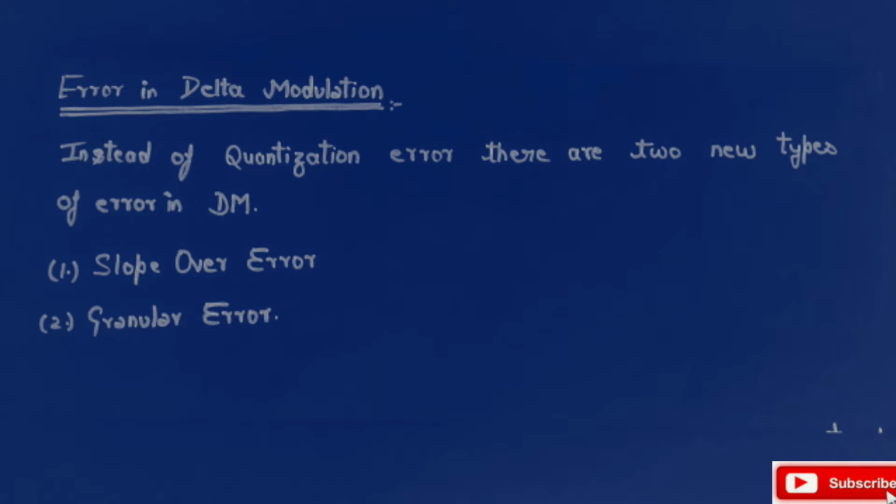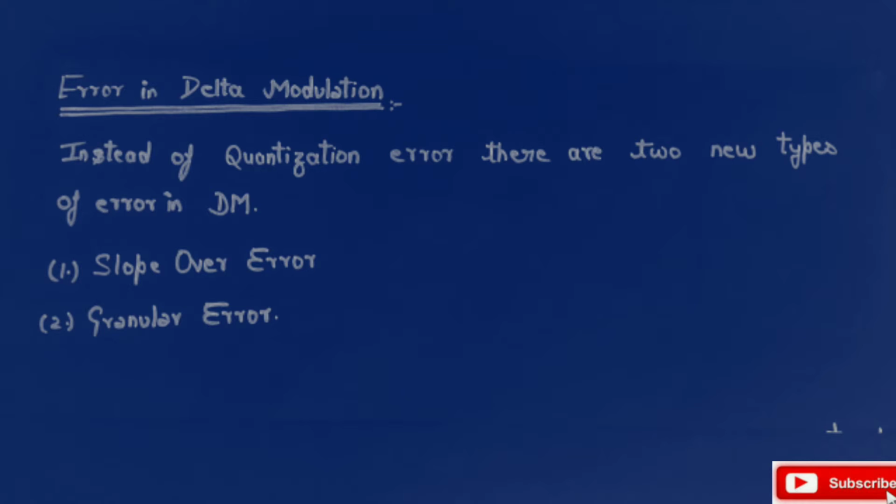Today we will discuss error in the delta modulation. So let's get going. Instead of quantization error, there are two new types of error in the delta modulation. First one is the slope overload error and the second one is the granular error. We will discuss each one by one.